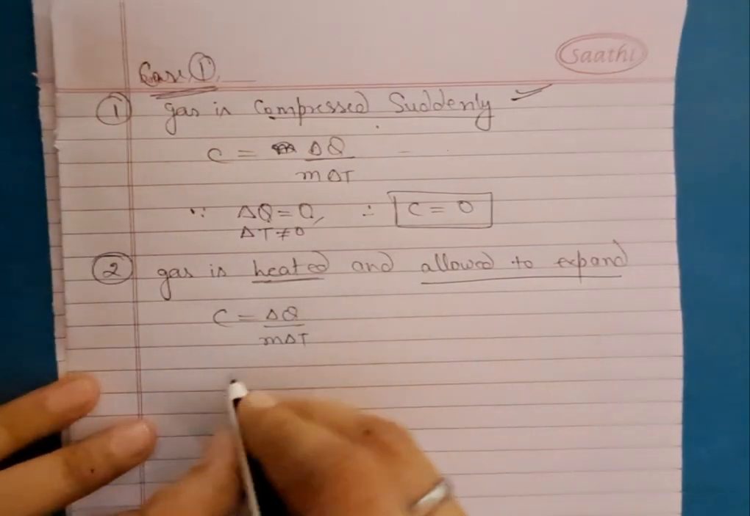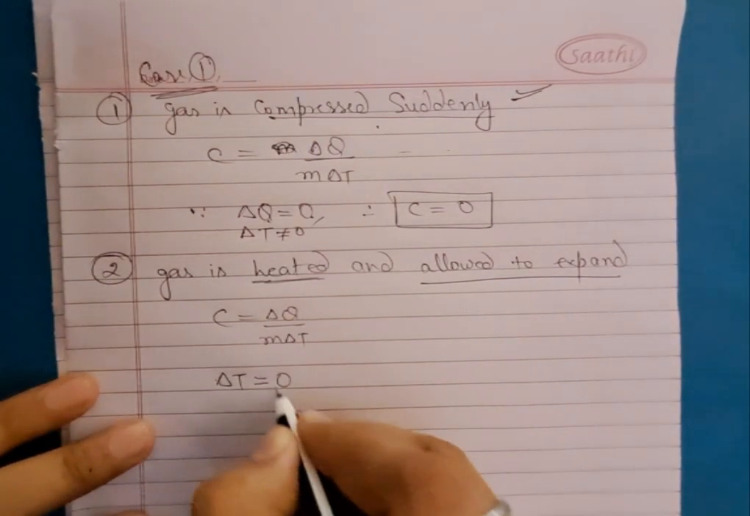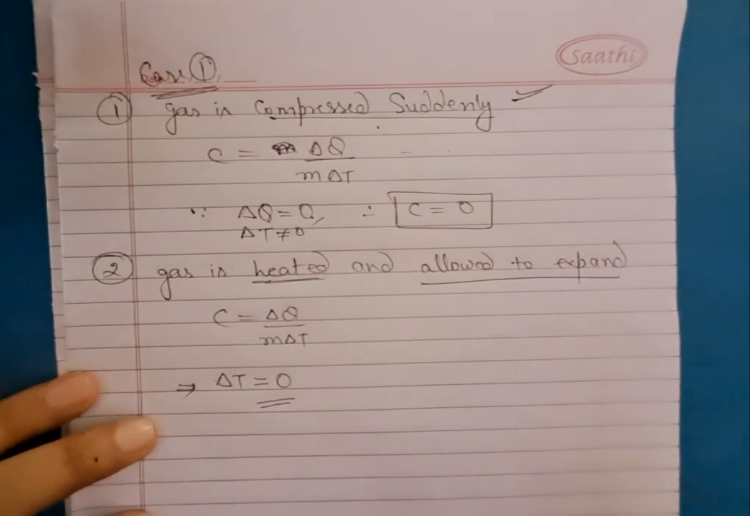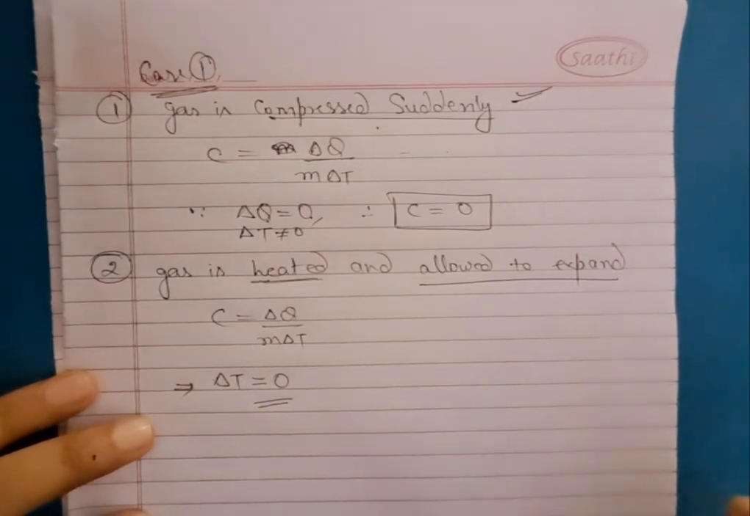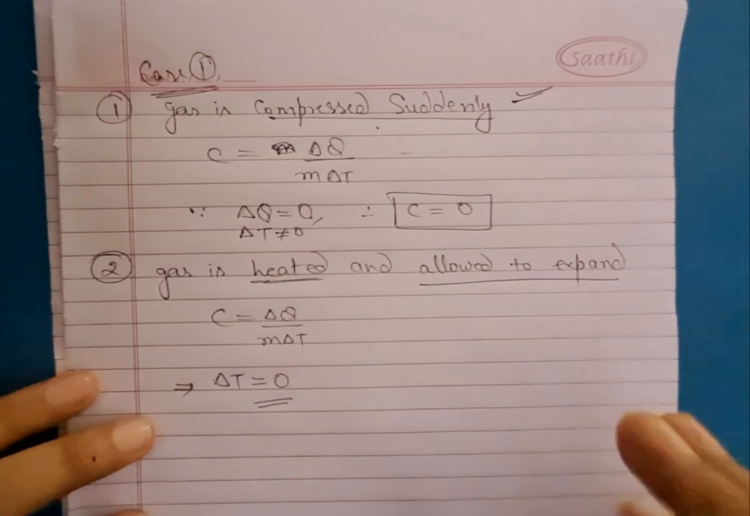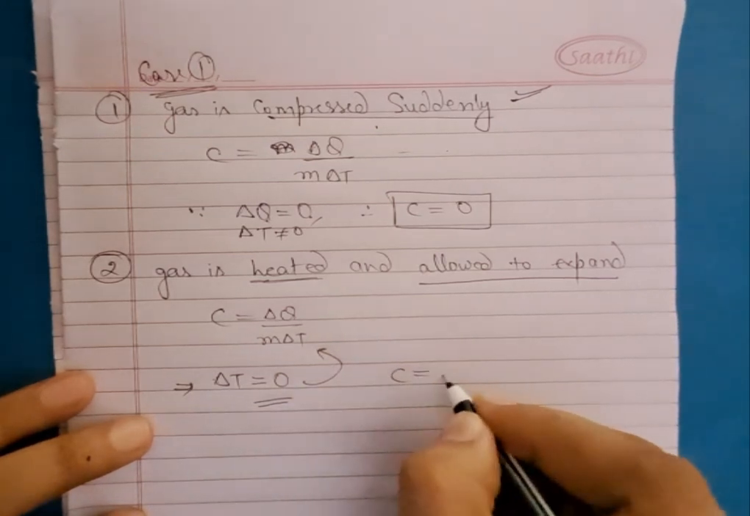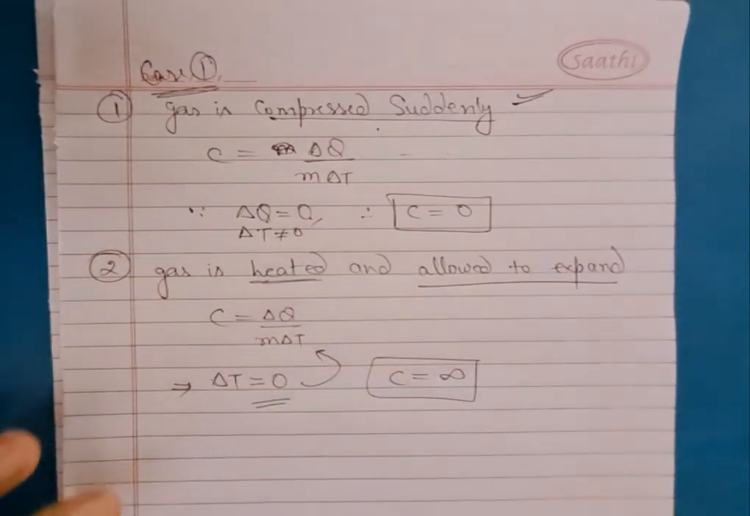So therefore in this case delta T becomes 0, means there is no such increase. If the volume is kept constant, then in such case the temperature could be considered as increasing. But since the expansion is also taking place, overall temperature change is considered to be 0. So putting this value here, we get C to be infinity.